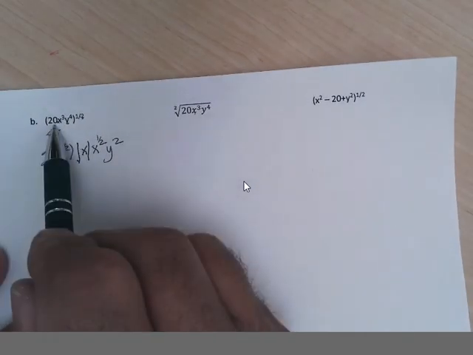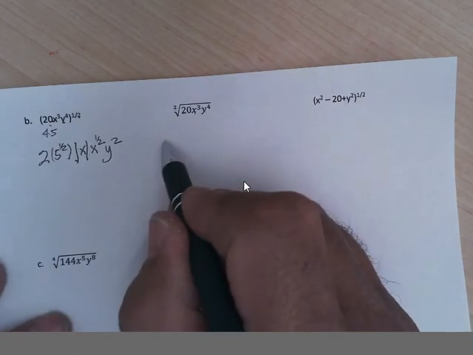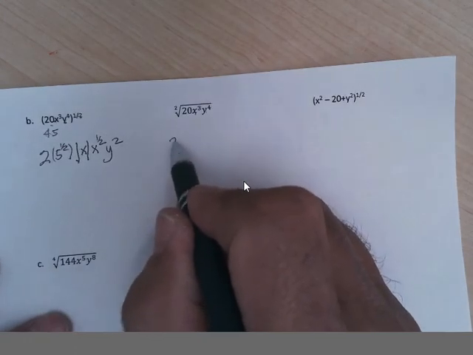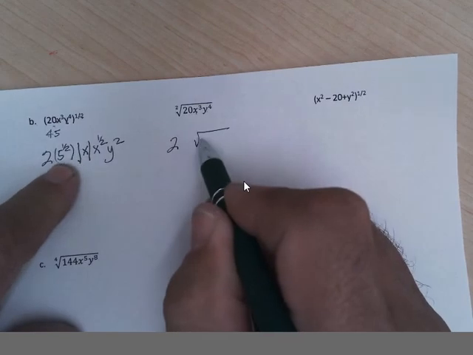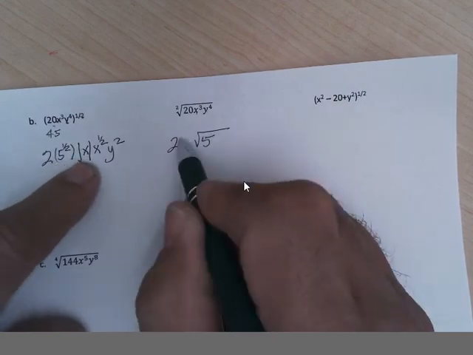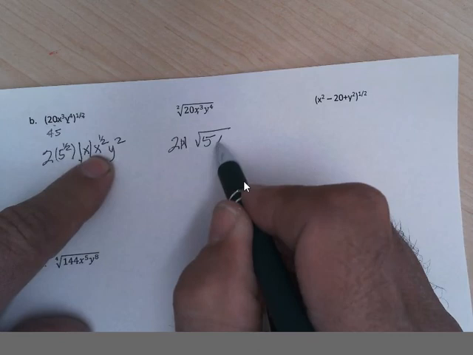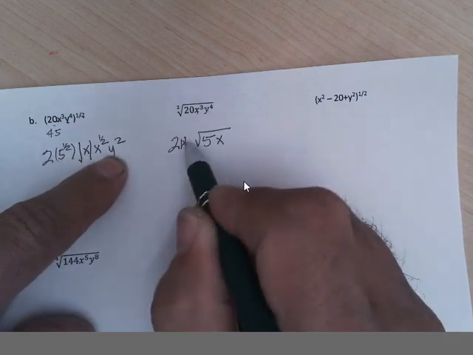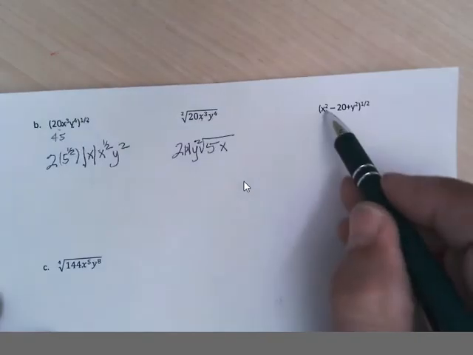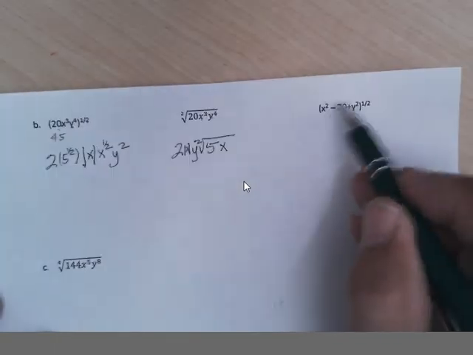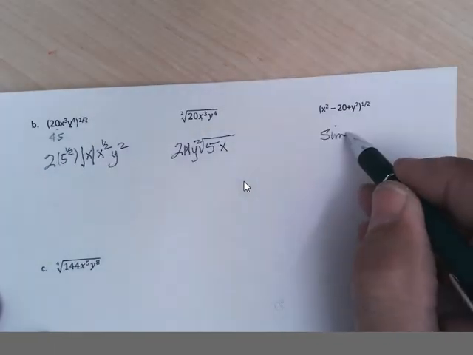This is the same problem, square root, so it's the same answer, except I probably would write the 5 under the square root and have an absolute value of x, and an x under the square root, and a y squared. And here we have subtraction, so I can't distribute, so this is already simplified. Can't do anything to it.